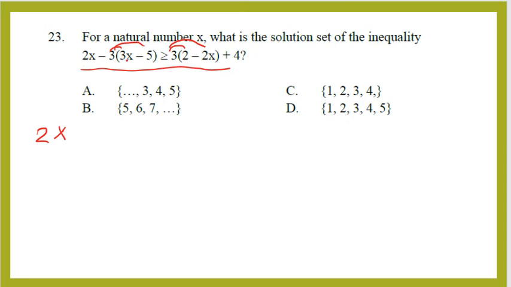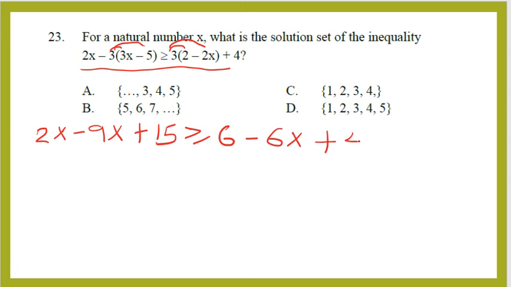Then negative 3 times 3x will be negative 9x. We need to take care and multiply. Then plus 15. How does 15 come? You know, negative 3 times negative 5. Then greater or equal to 3 times 2, which is 6, minus 6x.